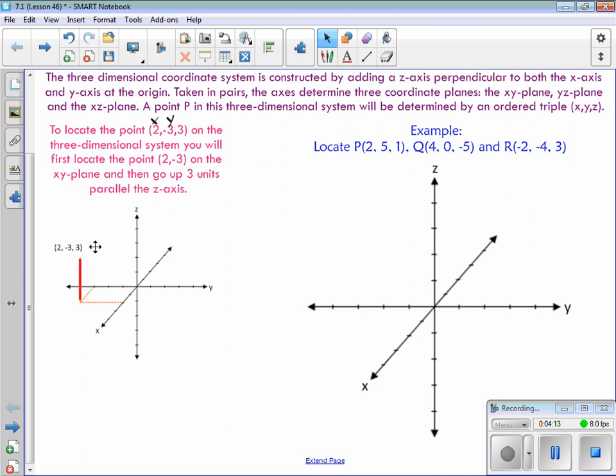So if we try point P here, we're going to have to go by 2's because this graph paper only goes up to 4 and that goes to 5. So let's do everything by 2's.